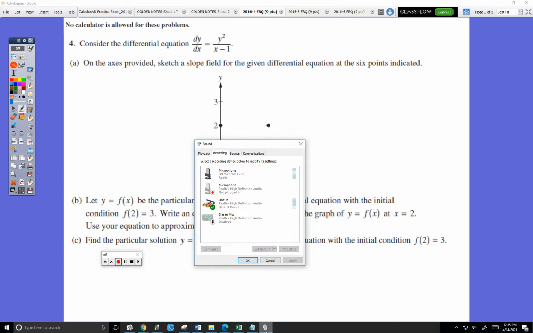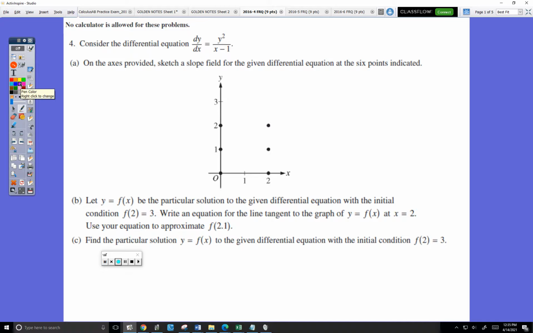Okay, 4a, or number 4, consider the differential equation. They don't say anything else, they just say consider the differential equation. But as a reminder, what they're giving you is a formula for calculating a rate, or a tangent slope, or an instantaneous rate of change. That's what they're giving us.